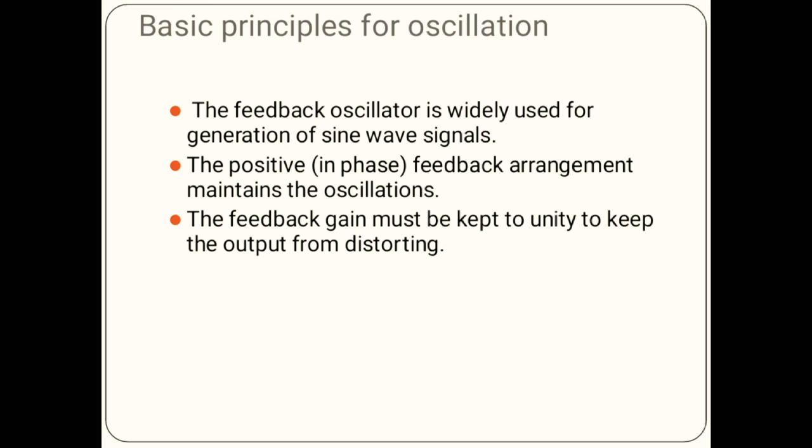Basic principle for oscillation. The feedback oscillator is widely used for generation of sine wave signals. The positive feedback arrangement maintains the oscillation. The feedback gain must be kept to unity to keep the output from distorting.